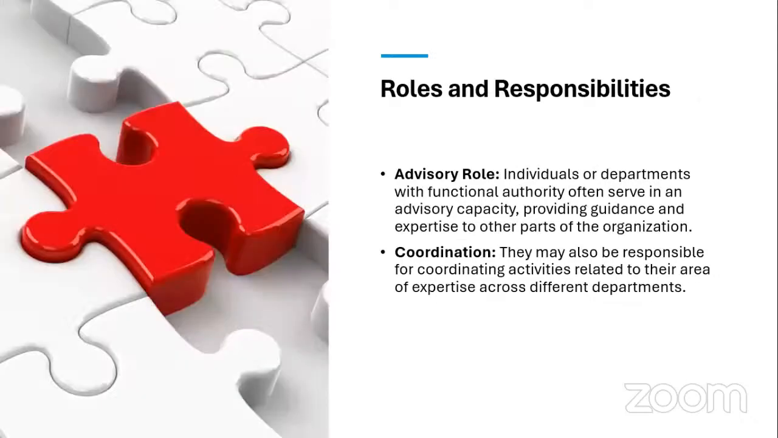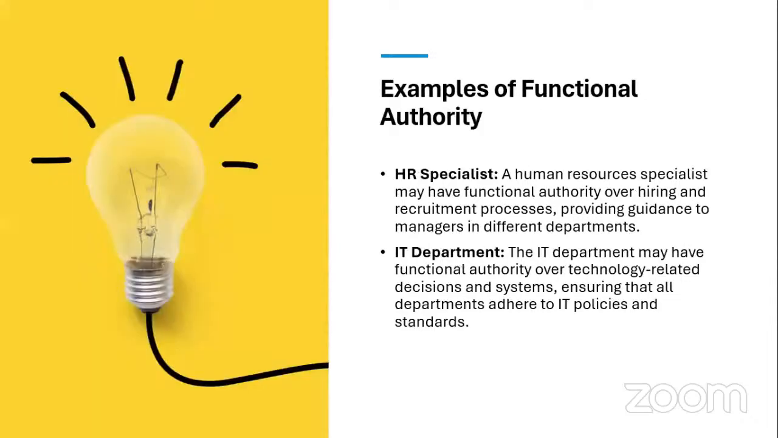The roles and responsibilities for those on functional authority or functional delegation: you have them in an advisory role and you have them in a coordination role. In the advisory role, they advise line managers. On coordination, they are responsible for coordinating activities related to that particular area of expertise across different departments.